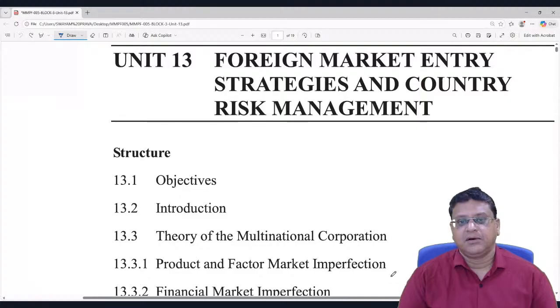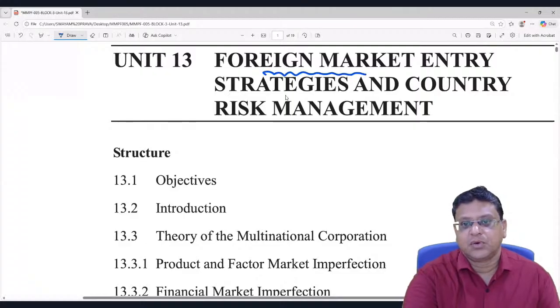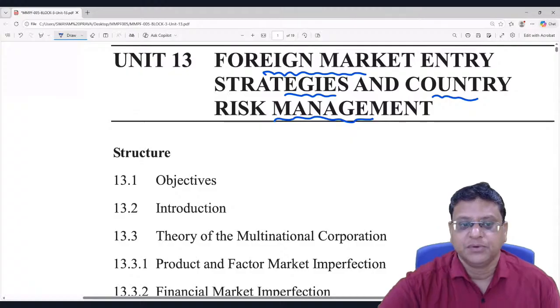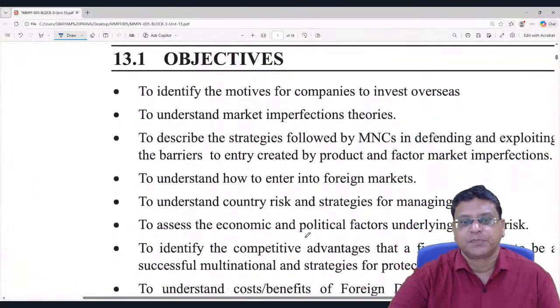Unit 13 of International Financial Management, that is related to foreign market entry strategy and country risk management. Before discussing this, let me first tell you what will be the learning objective of my class today.